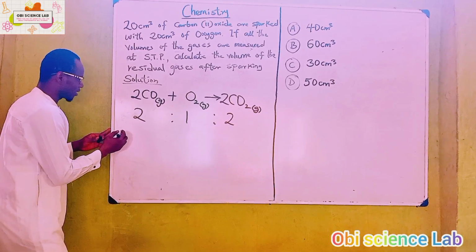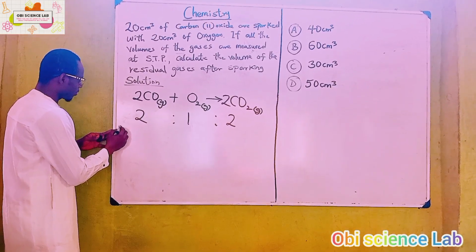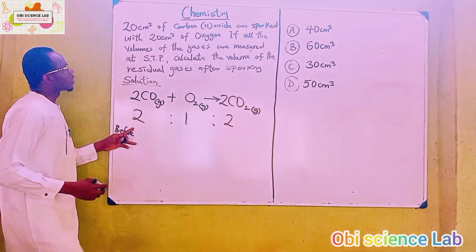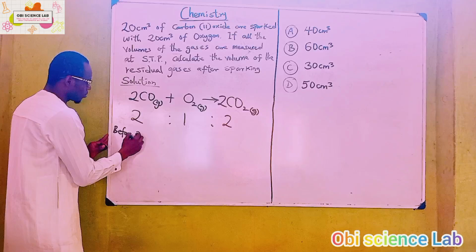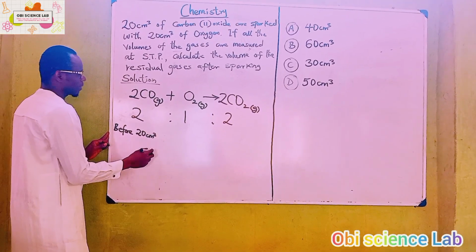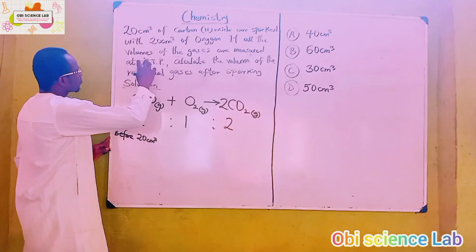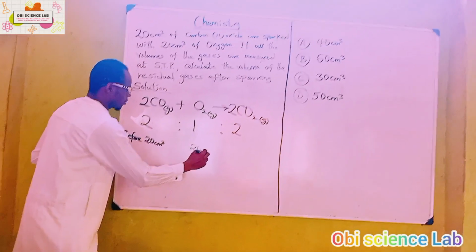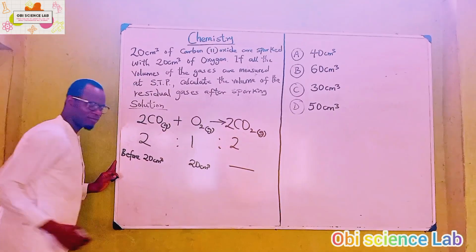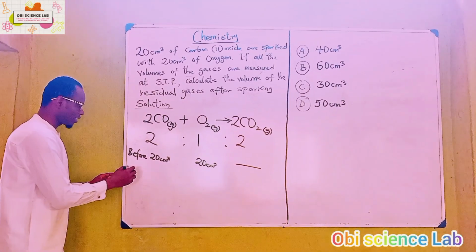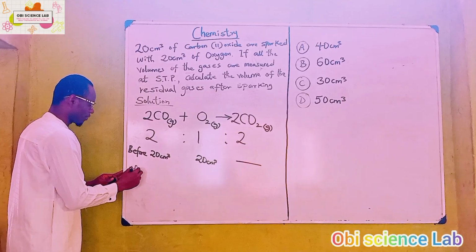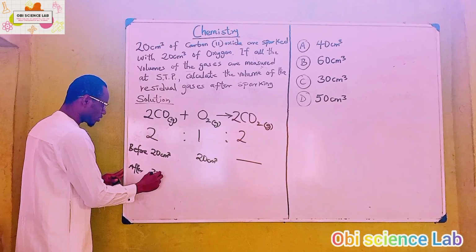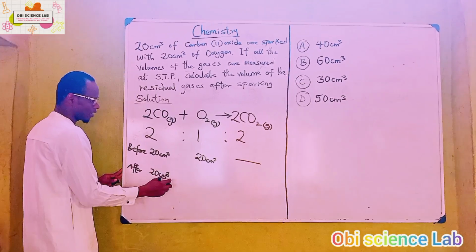And before the sparking, what are the volumes involved? Carbon 2 oxide, 20 cm cube was involved before the sparking. While oxygen also, 20 cm cube was involved. This is before we have products, that is before the reaction. So after the reaction, what are we going to have? We are going to have 20 cm cube of carbon 2 oxide.